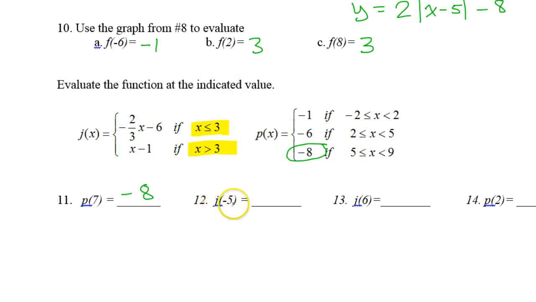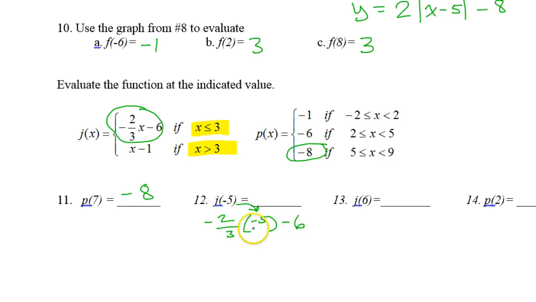Now, this problem references function j. So now I'm looking at this function on the left. -5. Is -5 less than or equal to 3? Yes, it is. It is less than 3. So that means I'm going to use the top part. So I'm doing -2/3 times x minus 6. So this is what I'm going to substitute into. So here goes the -5.